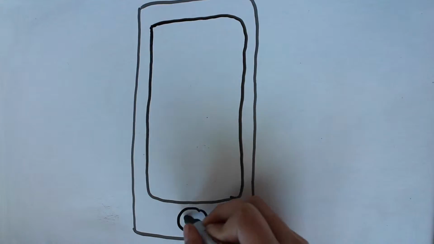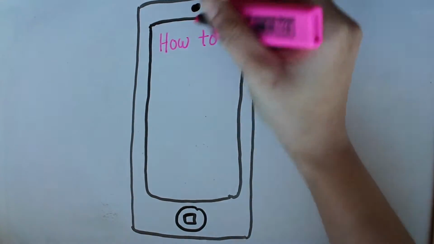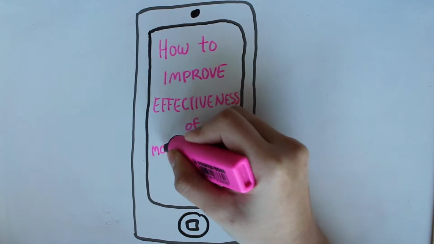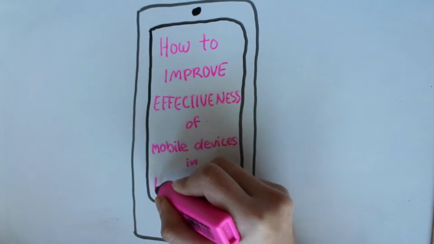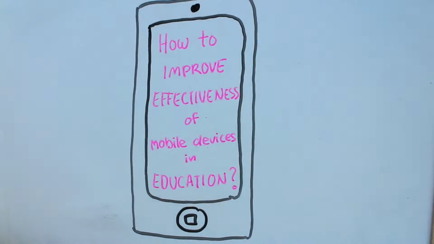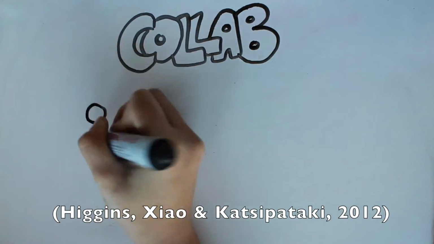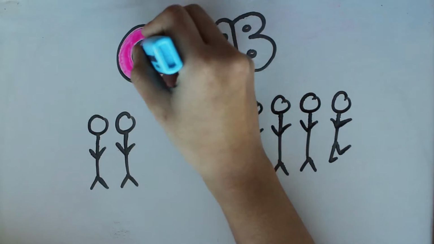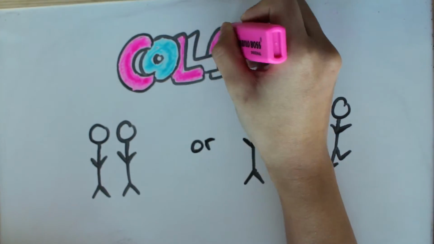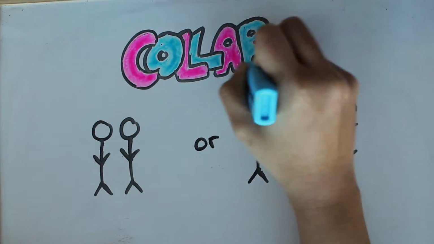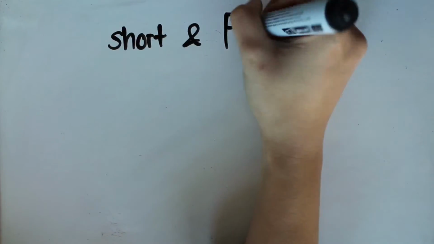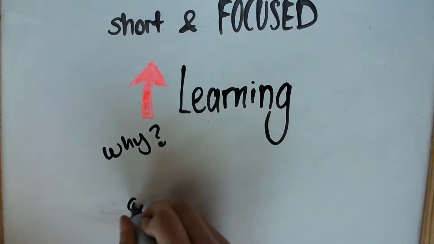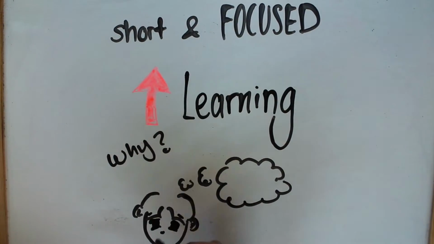Now that we have seen the many examples of how mobile devices have been used for learning and the pros and cons that come with it, let us look at how we can improve the effectiveness of mobile devices in education. A meta-analysis done by Higgins, Searle, and Katipataki found that the use of mobile devices in education is most effective when it is used in a collaborative way, either in pairs or small groups. It is used in a short and focused way. This improves learning due to the boost of interest as compared to continuous use, in which students' interest diminishes over time.